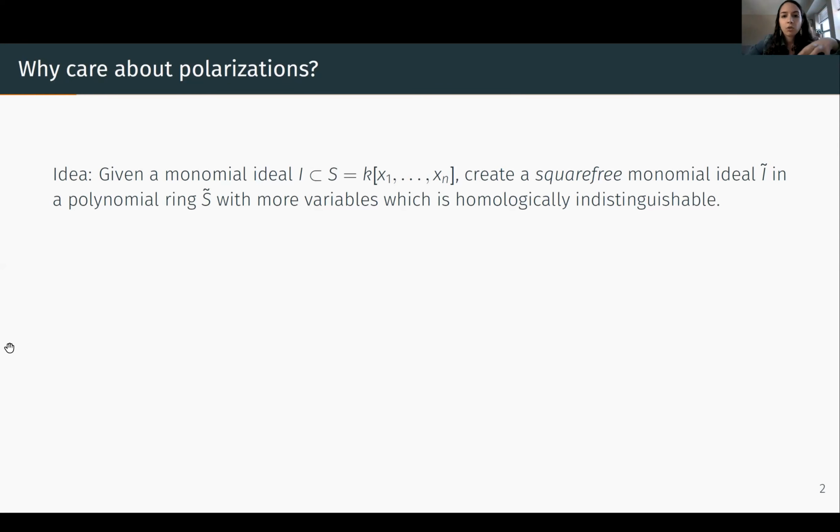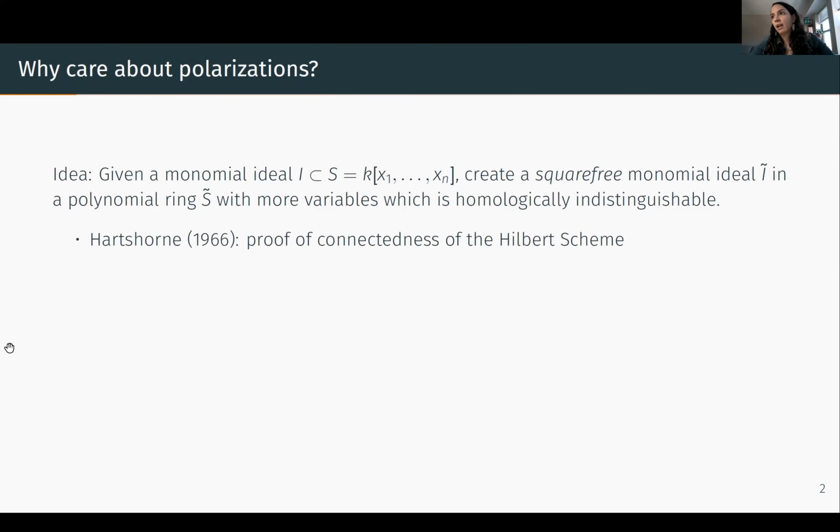So the idea is you start with a monomial ideal and you want to find a square-free monomial ideal that has all of the same homological properties. The first place that I am aware of that such an idea really appeared was in Hartshorne's thesis, where he used this idea to prove connectedness of the Hilbert scheme.